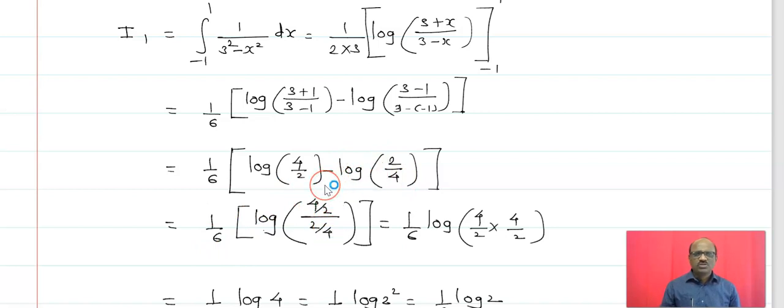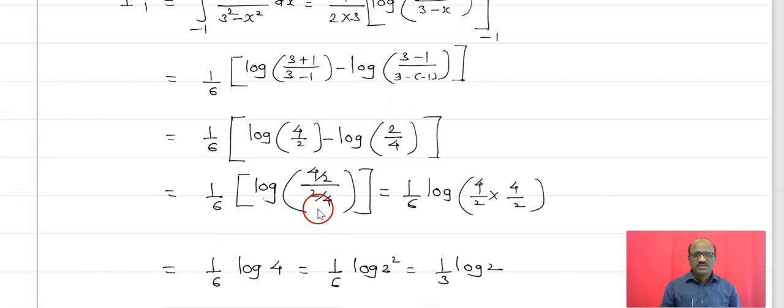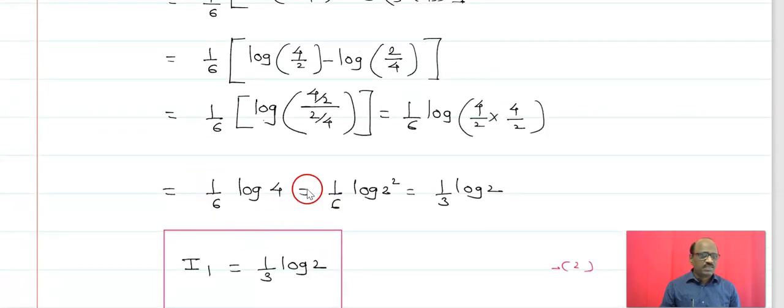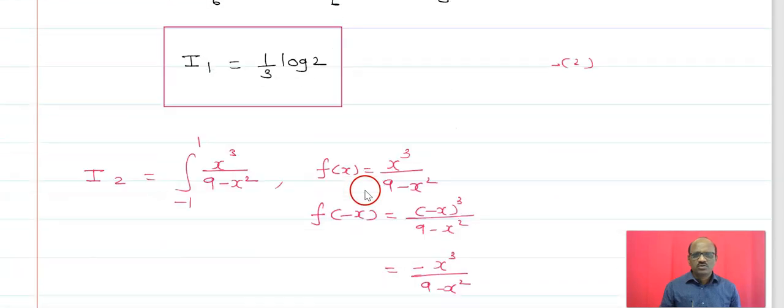And by using the rules of the logarithm, that is log of m minus log of n, then you will get log of 4 upon 2 upon 2 upon 4. 4 upon 2 means what? You will get the 2. And here is 1 upon 2. That 2 into 2, you will get the 4. That is 1 by 6 log of 4, and this is the answer. That is 1 by 6 log of 4, and that is 1 upon 2 log of 2 raised to 2. And by using again the rules of the logarithm, that is 2 upon 6, which is equal to 1 by 3 log 2. And that's why I1 is equal to 1 upon 3 log 2.